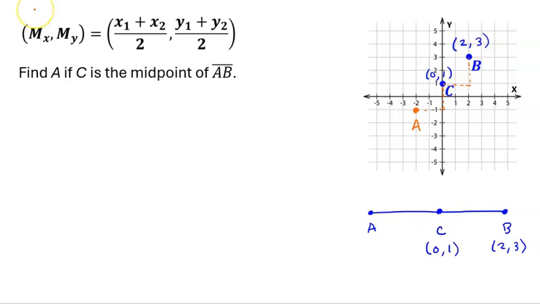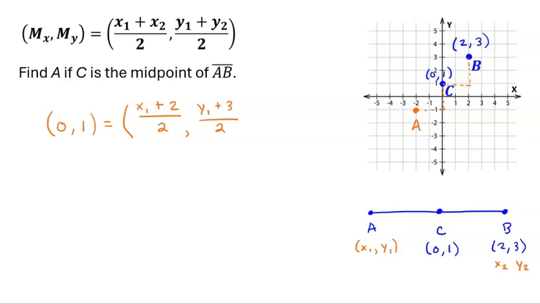And then when I go to label these, I know that my endpoints are going to be x1, y1, x2, y2. But now when I look at my formula, instead I've got my midpoint. So my midpoint here is C. So I'm going to put 0, 1 here on the left. I don't know what x1 is, so I'm going to leave it as x1 plus x2, which is 2, divided by 2. I don't know what y1 is, plus 3 divided by 2.